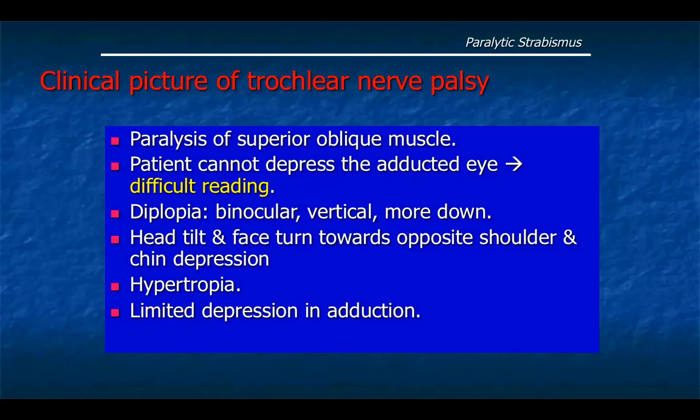The next manifestation of superior oblique paralysis is a hypertropia, because the superior oblique is a depressor, so its paralysis will cause hypertropia as the eye will be pulled up by the intact superior rectus and inferior oblique. There is limited depression in adduction, which is the field of action of the superior oblique muscle. So there's difficult reading, diplopia, compensatory head posture of the three components, hypertropia, and limited depression in adduction.